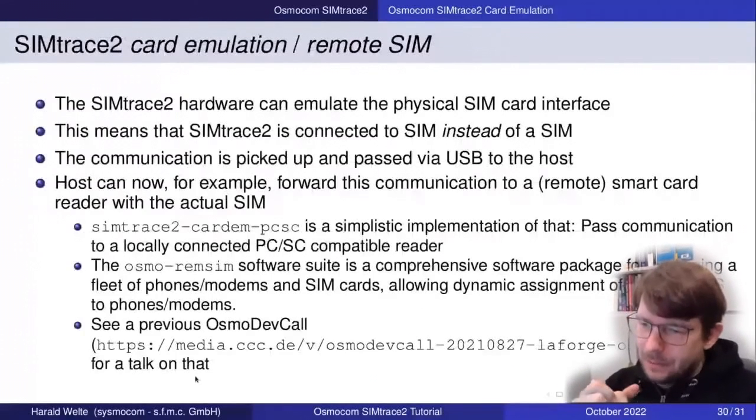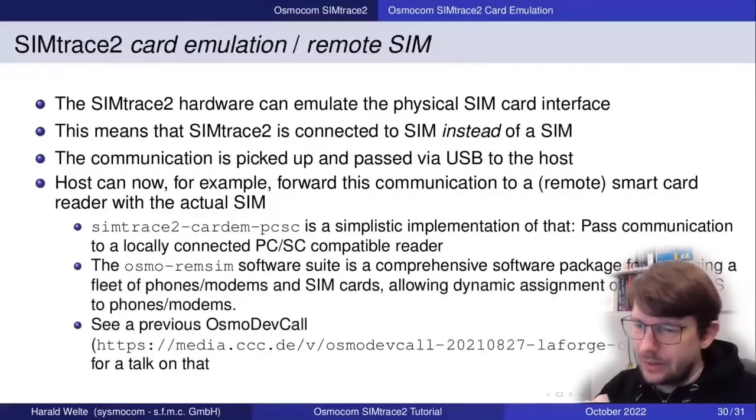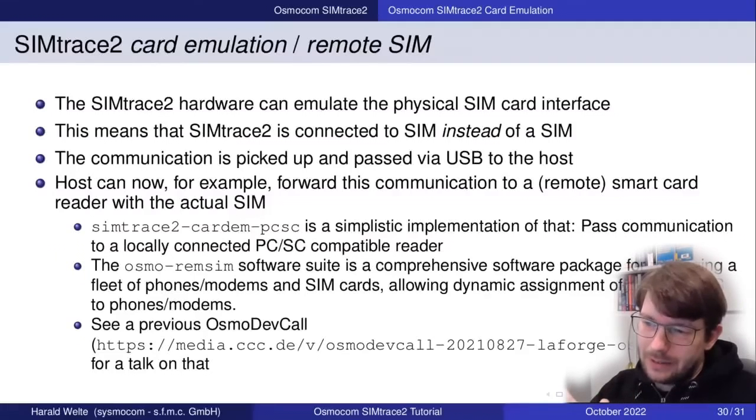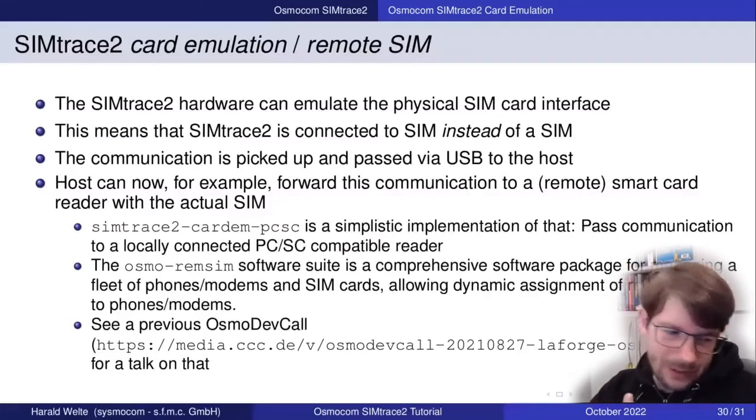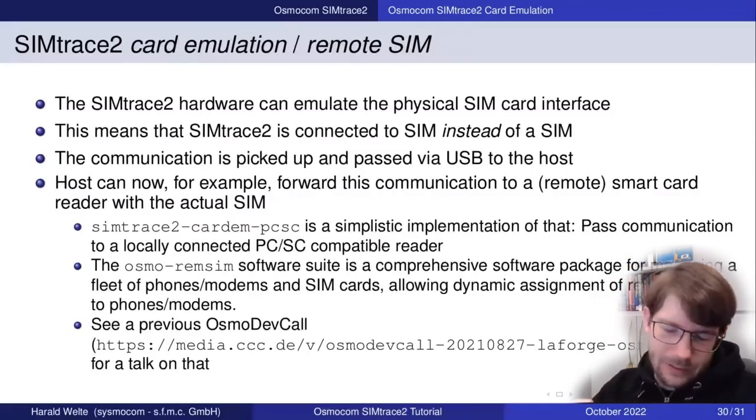Yeah, which brings us to the next topic that's possible with a different firmware, which I just very briefly cover here. The SIMtrace device, as the name implies, was meant originally for tracing communication. But with a different firmware, the same hardware can also emulate the physical SIM card interface, which opens up the option of passing or transparently transporting the communication between SIM and phone to a remote location that you somehow have connectivity to. The SIM card could be somewhere else. You could also run a complete software emulation of a SIM card if you happen to have one.